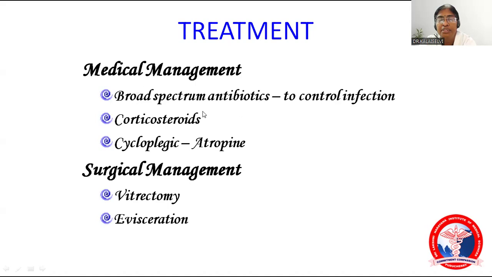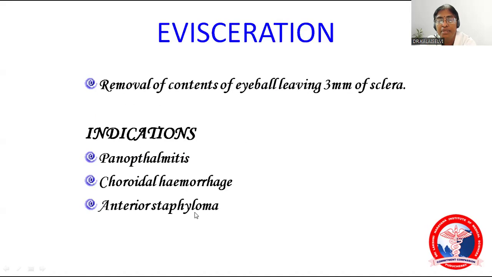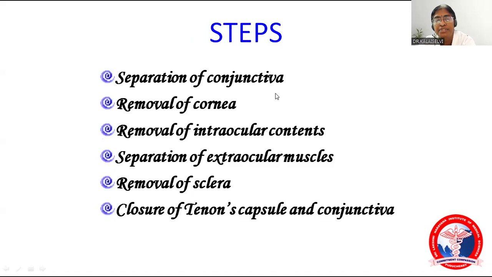Coming to medical management, we give broad spectrum antibiotics, topical steroids, and cycloplegic atropine. Surgical management is either vitrectomy or evisceration. Coming to evisceration, here is removal of the contents of the eyeball, leaving the sclera about 3 millimeters. The indications are panophthalmitis, expulsive choroidal hemorrhage, and anterior staphyloma. The steps are removal of the cornea, removal of the intraocular contents, separation of extraocular muscles, and closure of the sclera and conjunctiva.